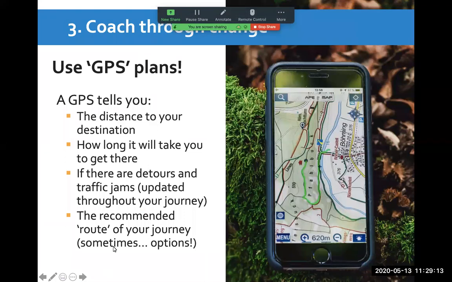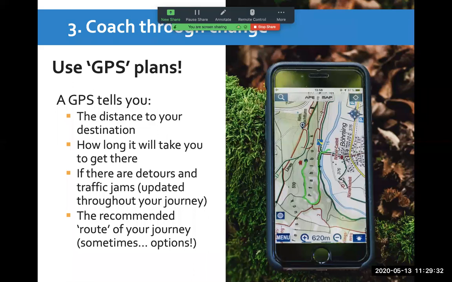All right, tip number three or strategy number three is coach your team through change. And this final idea from Brian Moran is to use something he refers to as GPS plans. And as I thought about a GPS, what does a GPS do? It's something that many of us find invaluable and can't imagine traveling without one.